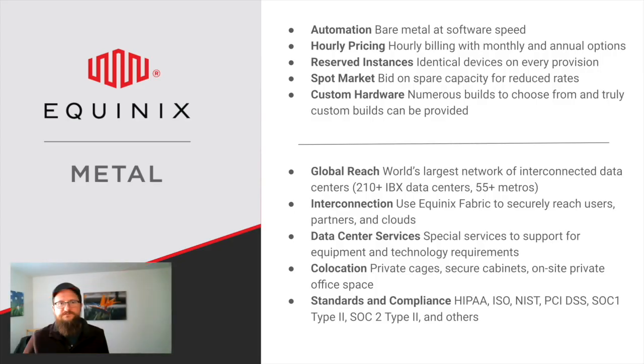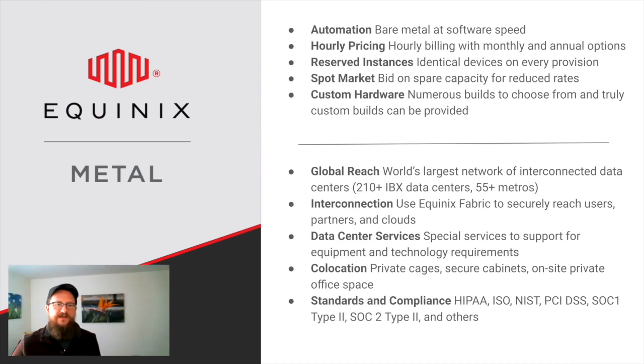First, a few words about Equinix Metal and Platform Equinix. Equinix Metal allows you to provision bare metal at software speeds with hourly pricing and reserved instances, a spot market for bid-based purchases. Platform Equinix has over 210 IBX data centers in over 55 metros. These data centers have interconnection capabilities through Equinix Fiber to connect you to your users, your partners, your clouds, along with co-location and services that go along with that, like private cages, secure cabinets, and data center services like smart hands and smart monitoring.